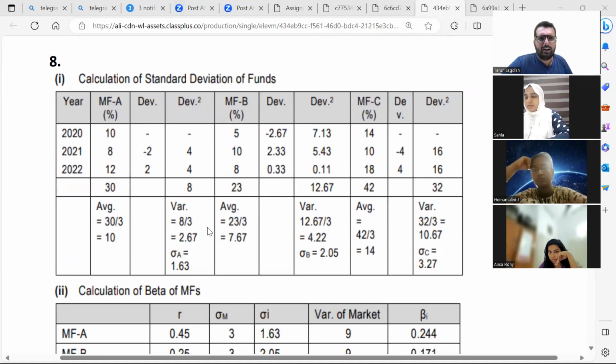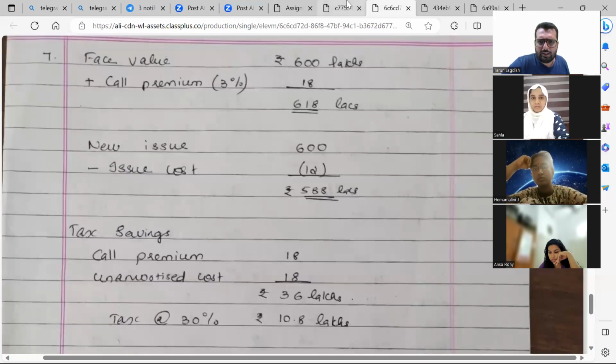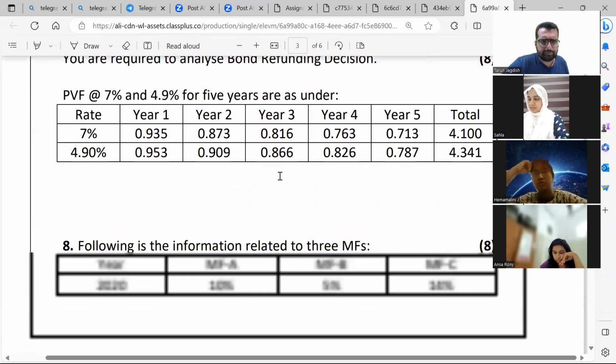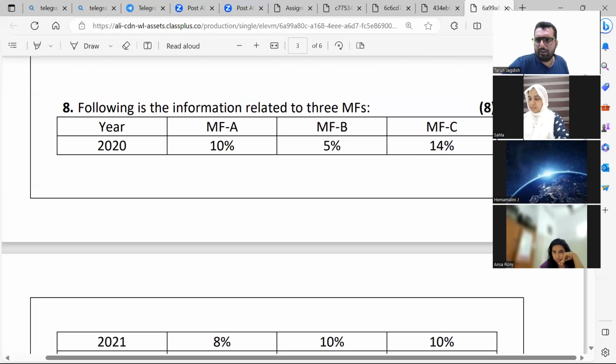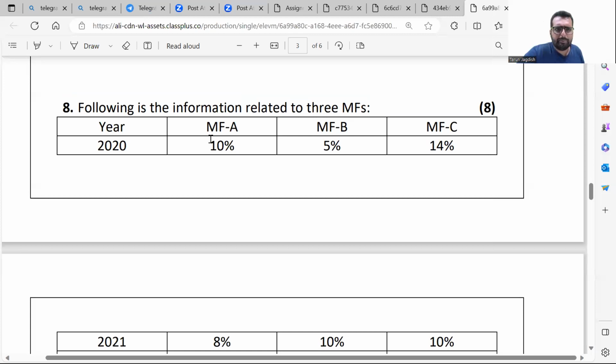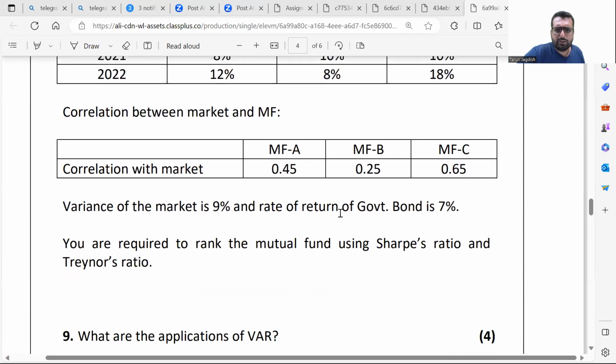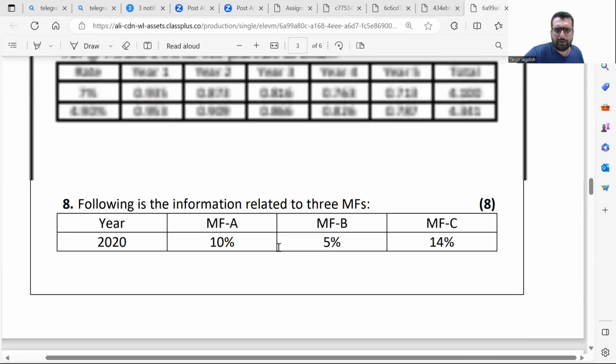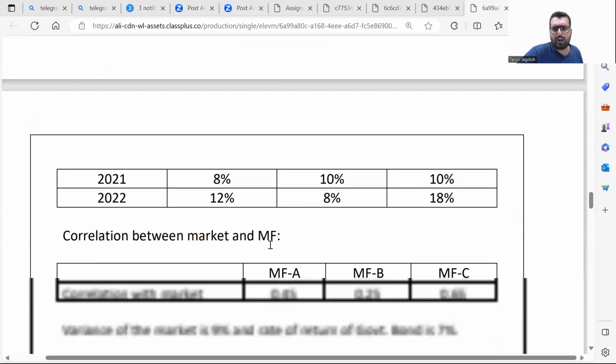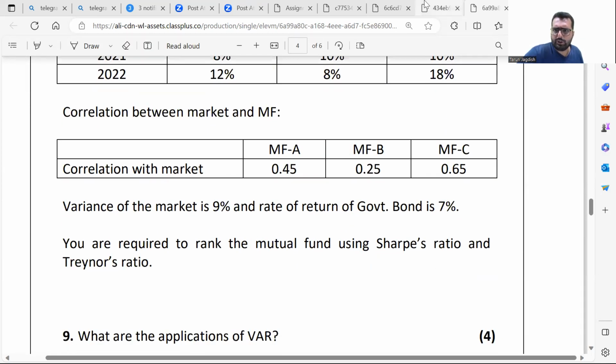Right. Next one is a question on standard deviation. Let me check. Following is the information related to 3 mutual funds, 10, 5, 14. They have given 8. Okay, correlation. Mutual funds on Sharpe's ratio and Treynor's ratio. So 2 requirements are there. How many marks for this? 8 marks. So for Sharpe's ratio, you get 4. Treynor's ratio, you get 4.